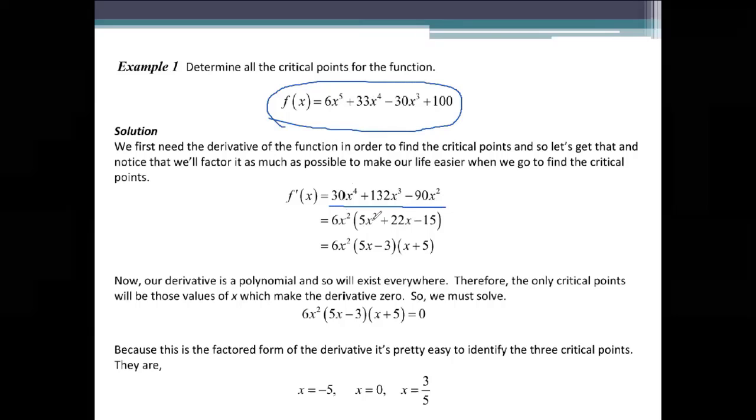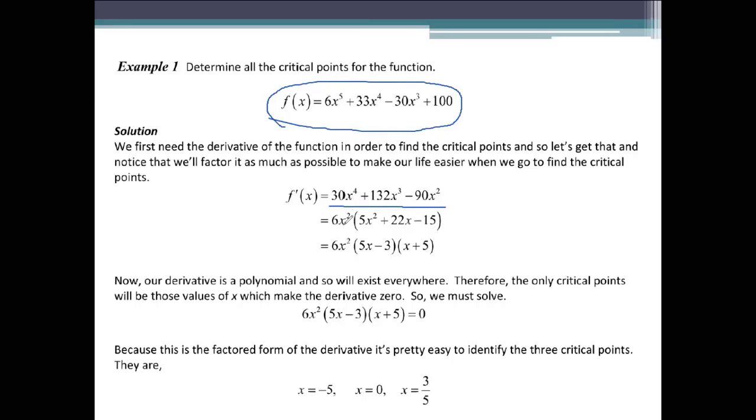And we can factorize this polynomial, take 6x squared out of the brackets, and we have inside the brackets 5x squared minus 22x minus 15. And now we can factorize this bracket again, and we have the following: 6x squared times (5x minus 3) times (x plus 5). And now, what should we do?